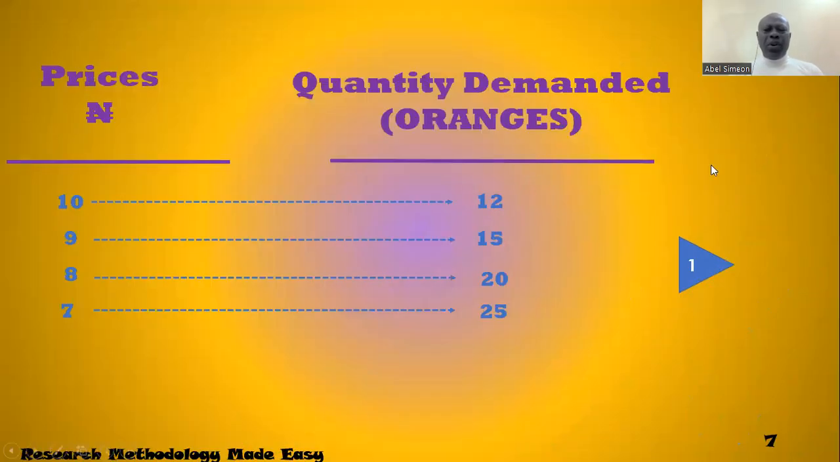We're going through this because it is not as easy as maybe an econometric data like this. This is an econometric data. We have prices, 10 naira, 9 naira, 8 naira, and 7 naira. At 10 naira, the quantity of oranges demanded or bought was 12. At 9 naira, 15 were bought. At 8 naira, 20 were bought. At 7 naira, 25 were bought. So these are econometric data.